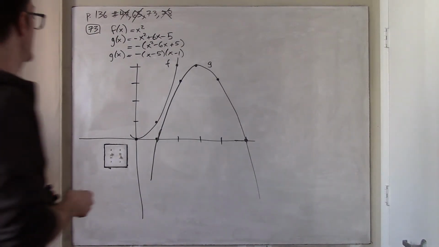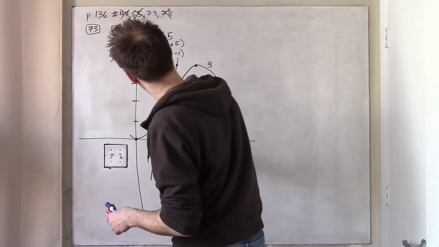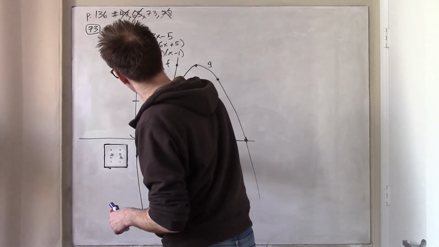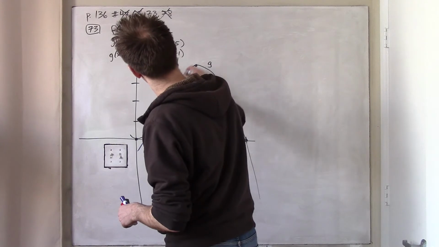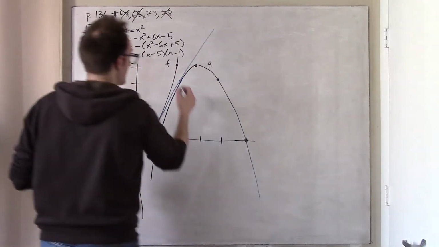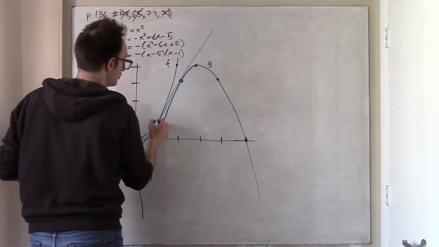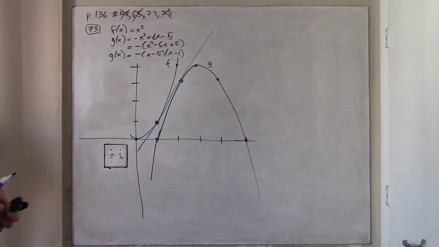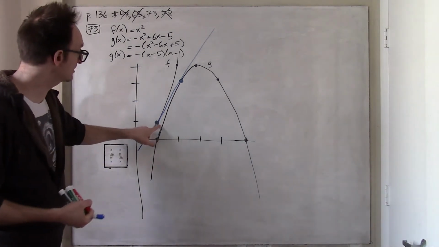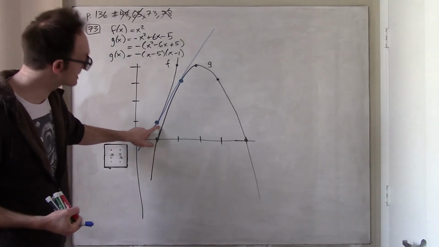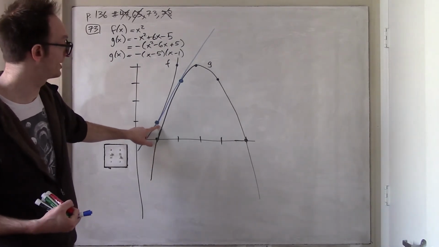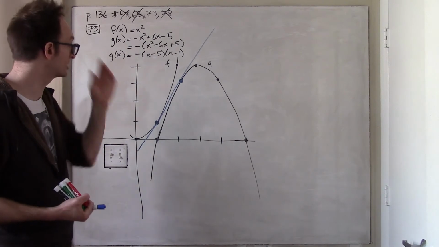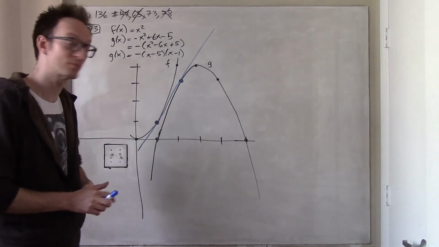So let me draw in one of these. One of them kind of looks like this. Okay, and so I have these two points here. This is just like the previous problems we've been doing, but now there are two unknowns. So what do I know about this line? Sorry, this line is tangent to the F function and also tangent to the G function. But of course they're tangent in two totally different places.